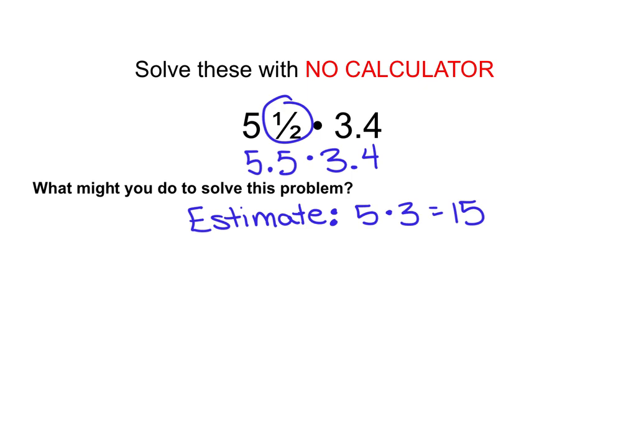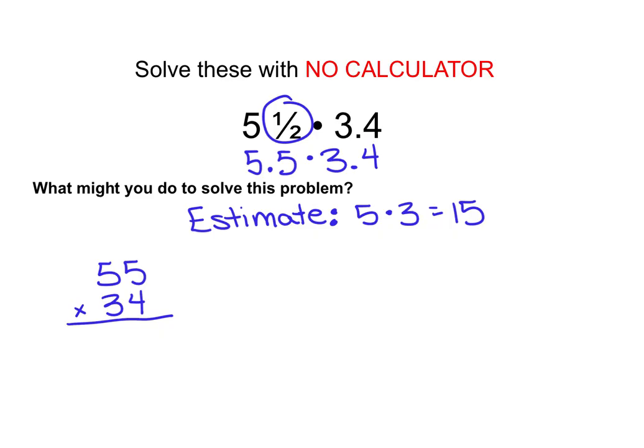Then we're going to remove the decimals altogether, and our new problem is going to become 55 times 34. All right, so I'm going to do one standard algorithm and one generic rectangle, and then after that, you're going to solve them however you want.